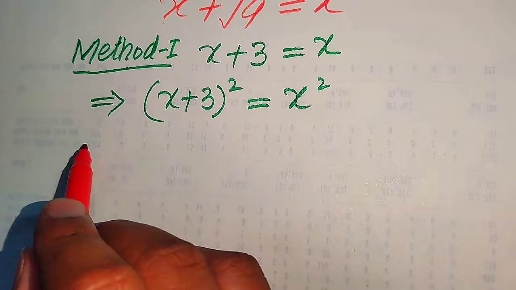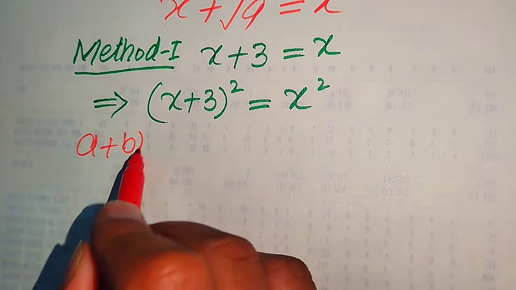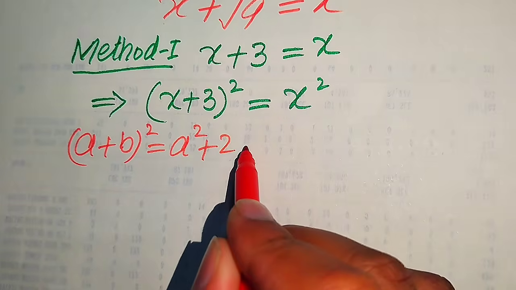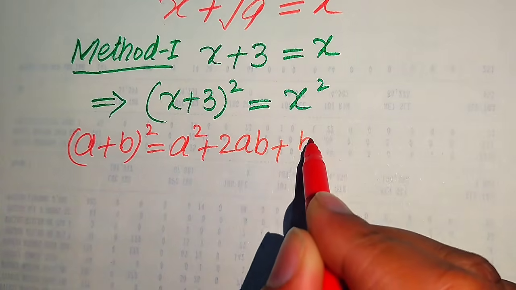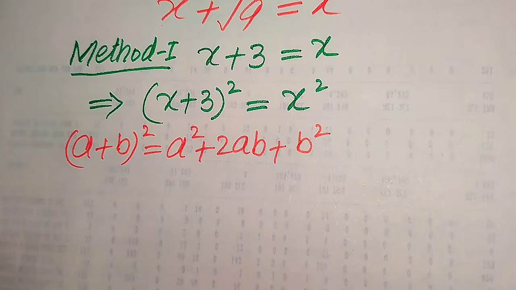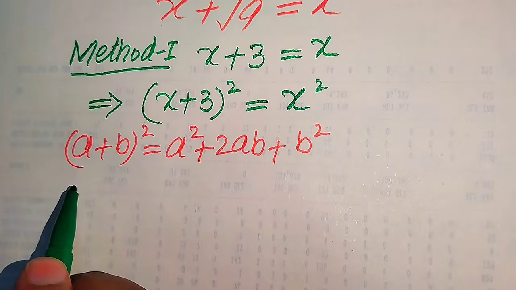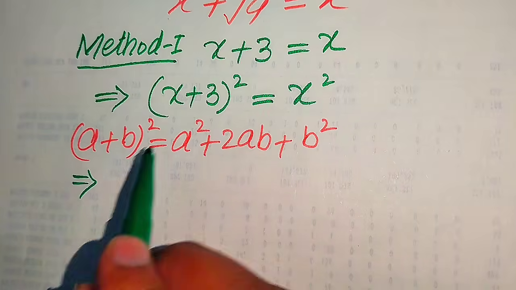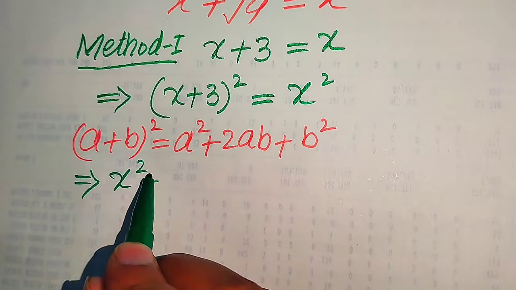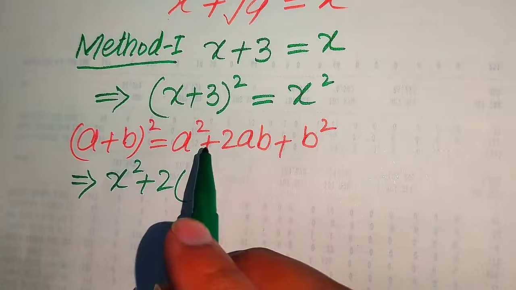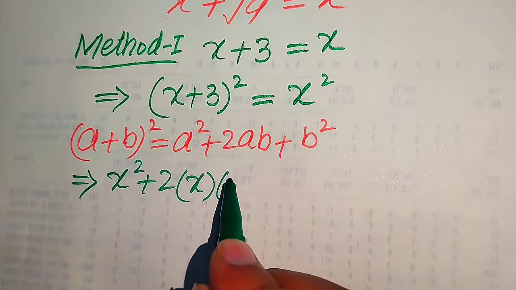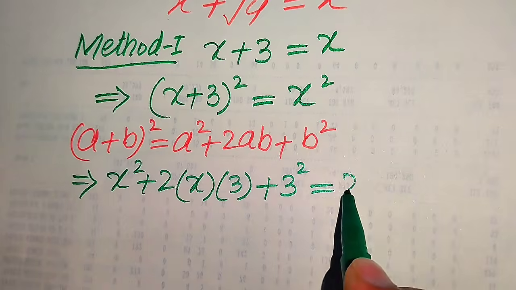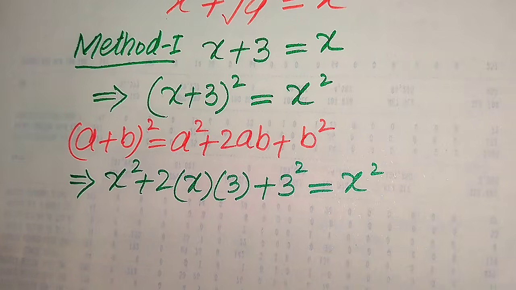You know that a plus b whole square is equal to a square plus 2 times ab plus b square. So we use this nice formula on the left hand side of the above equation, and it will be written as x square plus 2 times ab. Here our a is x and b is 3, plus b square, so 3 square, and this is equal to x square.